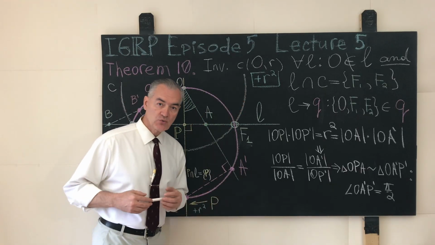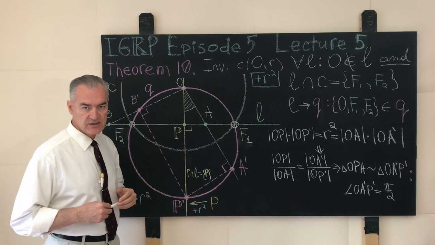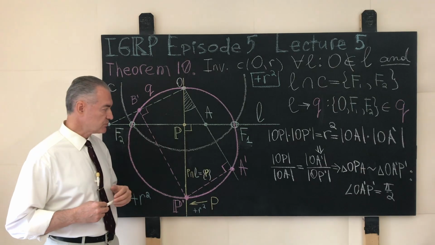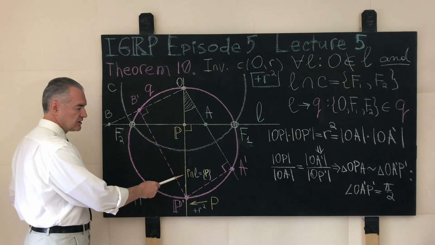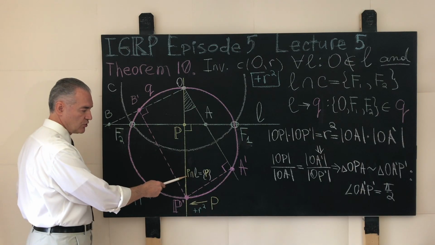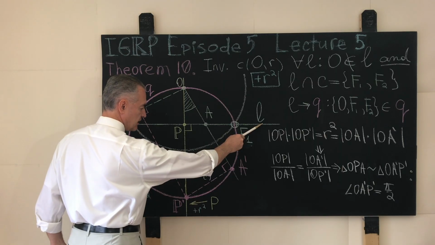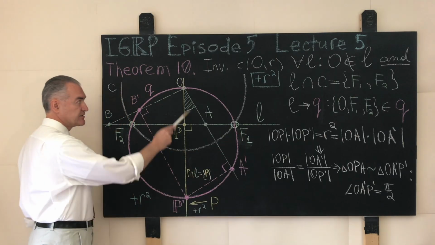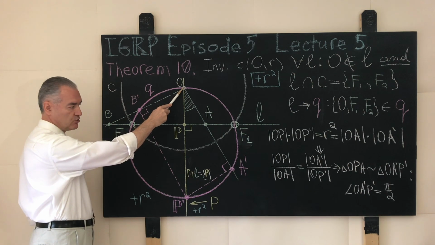As such, one way to generate a proof of theorem number 10 is to step as follows. First, as we suggested, construct a straight line shown in yellow, named lowercase p, that is perpendicular to the given straight line L, and that passes precisely through the center of inversion, the point O.